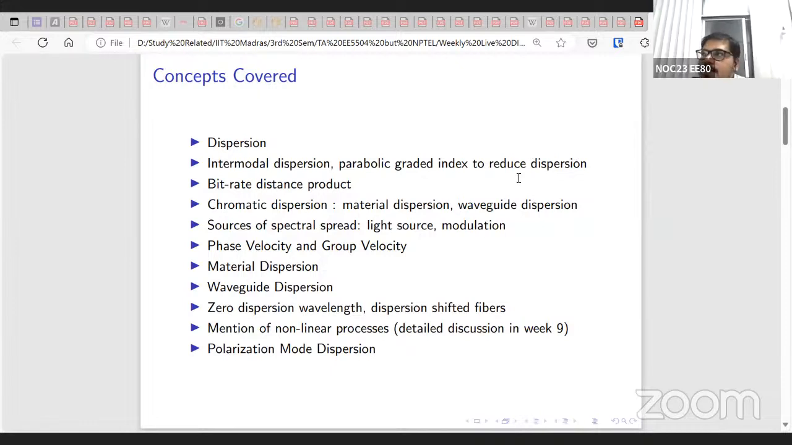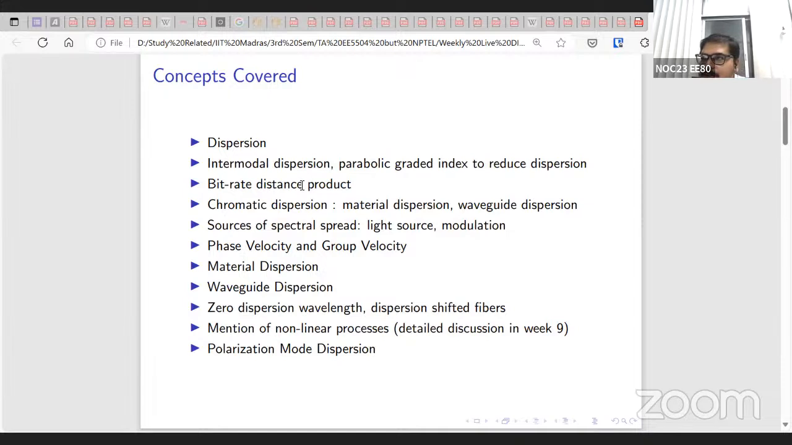So we start with what dispersion means, which is basically spreading in time domain. Then we start with intermodal dispersion, using some diagrams similar to what we talked about last week, how we introduce the concept of modes using ray picture. And using the same picture, we also discussed how this parabolic gradient index will reduce dispersion.